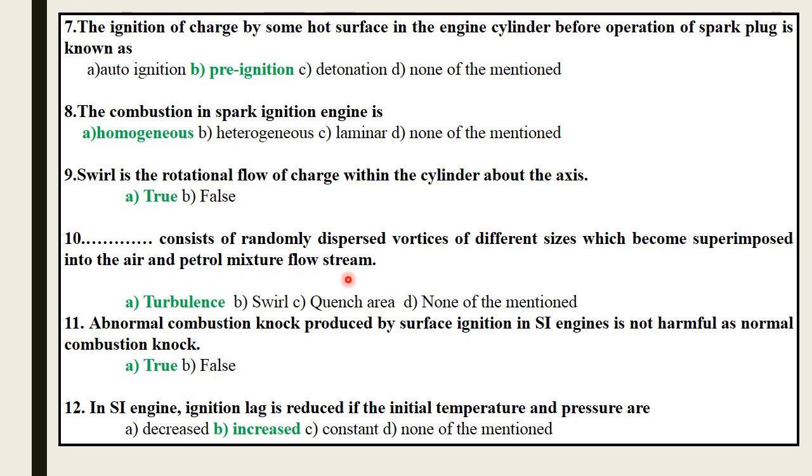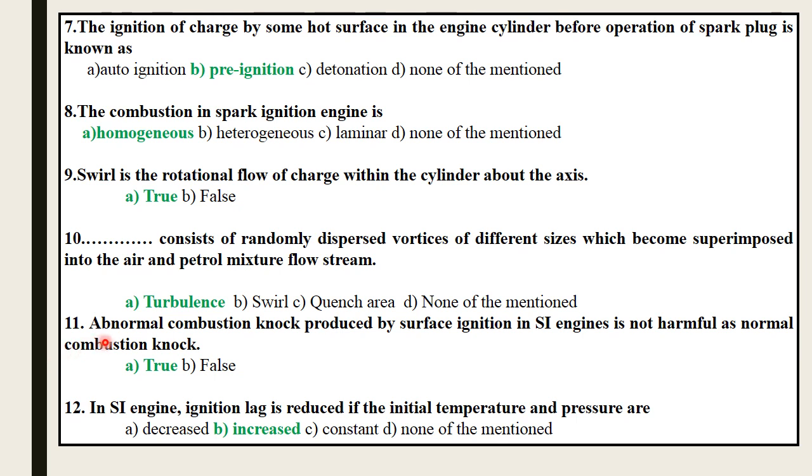So turbulence is very much needed in petrol engines. Turbulence is required in SI engine. It implies disordered air motion with no general direction of flow. It is exactly opposite to the swirl. Swirl is ordered motion with a particular direction, whereas turbulence is disordered air motion with no general direction, and it breaks up the surface of the flame front and distributes the shreds of this flame front throughout the combustion chamber. So the correct answer is turbulence.